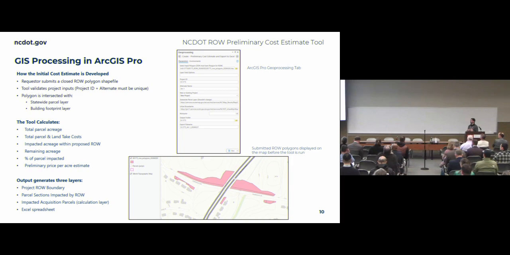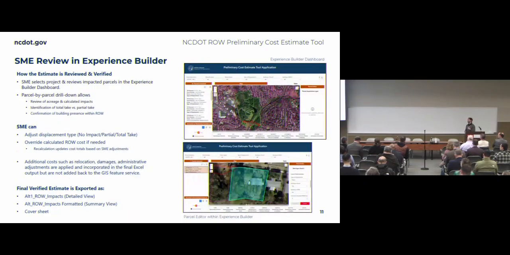If it doesn't, it's a partial take based on the percentage of right-of-way that is impacted on that parcel. Again, kind of getting into the weeds, but this is the stuff that we're reviewing and analyzing that this tool is doing by itself, that we put in the front end. So we just put it in, run it, and it spits out an output.